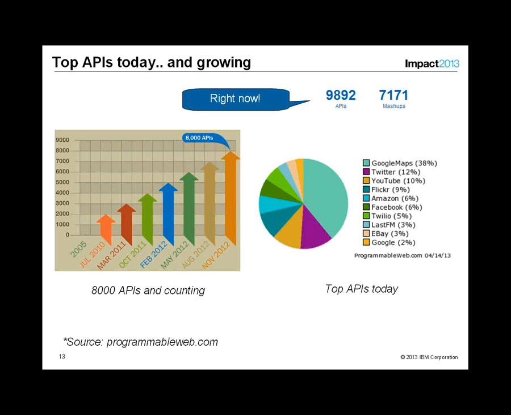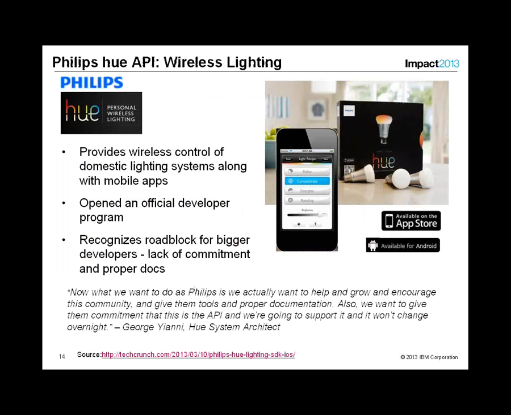that have created a total of 7,000 odd mashups, right? So that's what this chart talks to you about, and this number keeps growing every day. If you look at programmableweb.com, you'll see how you have increased usage and an increased set of APIs that come in. This is one example that I wanted to talk to you about.